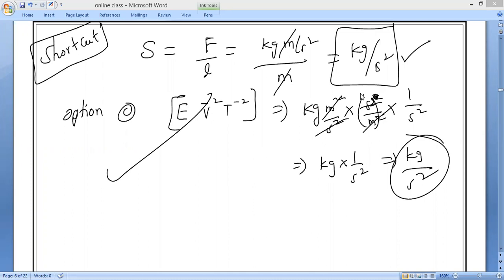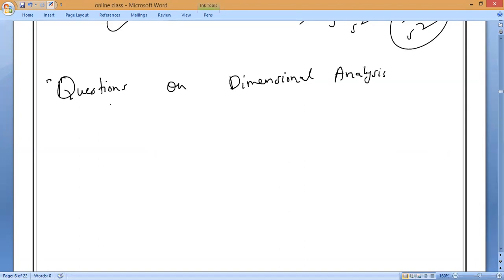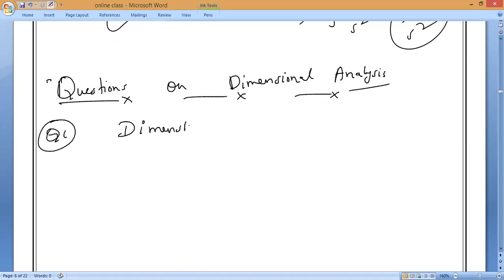So let us go to the questions next. We're going to write it now. The first question, we're going to solve questions on dimension analysis. Very, very important. Definitely we'll get questions on this. So write question number 1. Questions on dimensional analysis. So let's start. Question number 1.